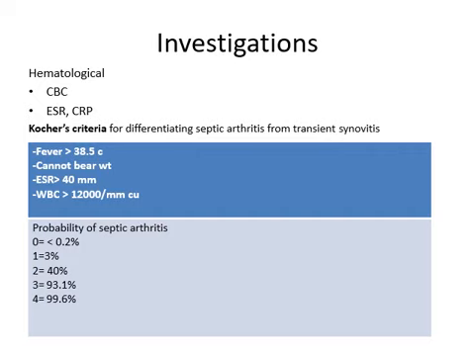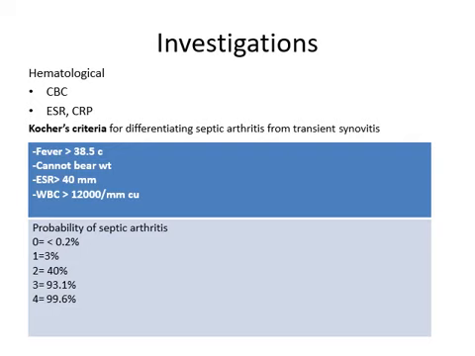Moving to the investigation, it covers all the hematological lab investigations, from the CBC and CRP, and one of the important criteria for detecting septic arthritis in the joints is the Kocher criteria. So the Kocher criteria, to detect an infection in the hip, are fever more than 38, or can't bear weight, or ESR more than 40, and white blood cells more than 12,000.